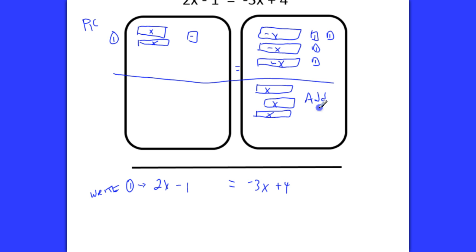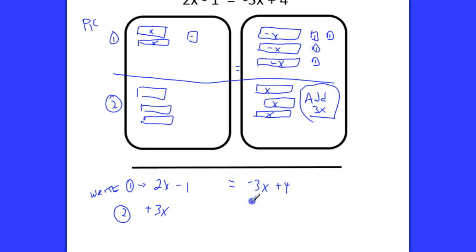So here's what I did. I added 3x because that zeroed that out. But you have to keep it balanced, so you have to do it to this side as well. Okay, so look what happens. Well, let's put this down here before we do that. This is step 2. We add 3x, right? That's what we did right here. We add 3x.